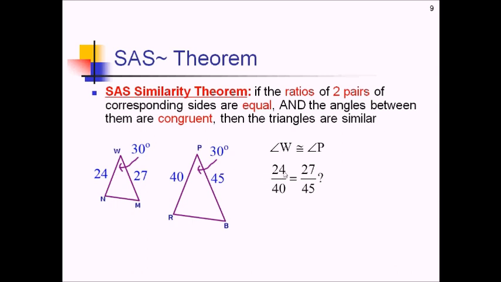Well, this one reduces here to, let's see, these are both divisible by 8 actually, so this is 3/5, and this one is also going to be 3/5, reducing it by 9. Since we have angles congruent and their legs are in proportion, we would say that these are similar by SAS. And we could write our similarity statement, WNM similar to PRB.